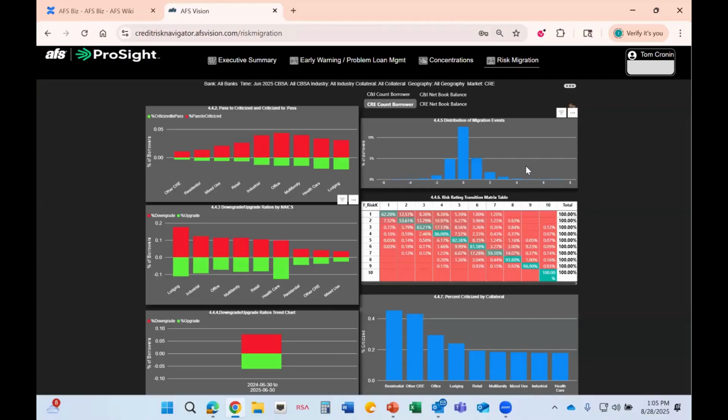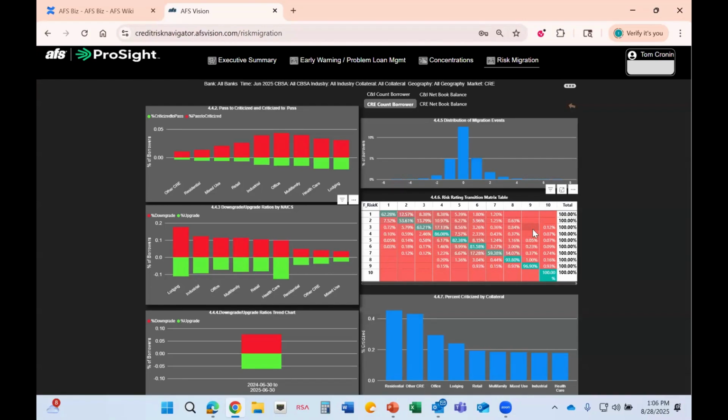If we move over to the upper right, you see the distribution by migration events. What this chart is showing you, again, is movement. The positive numbers to the right, that's bad. So that means a rating went from 5 to a 6 or a 7 to a 9. The negative ratings, the ones on the left, are good. It's kind of counterintuitive. And that's a decrease. So that's like a 7 to a 5.